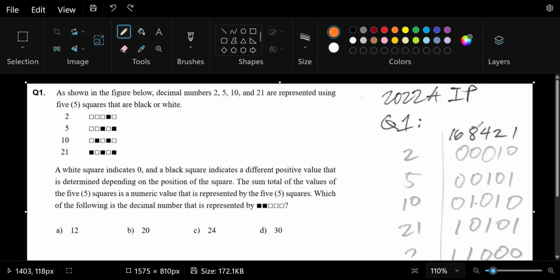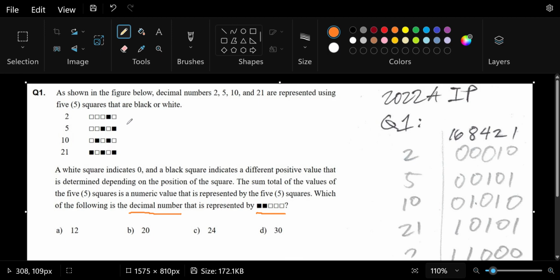Hello, we are now in question number 1 of the IT passport exam from PhilNITS. For this question, we are being asked if we have a set of squares like this, what would be the decimal number equivalent? The way to solve this is to look first at the examples.